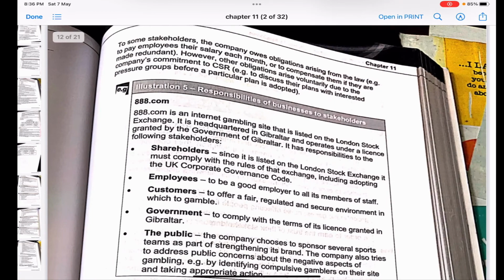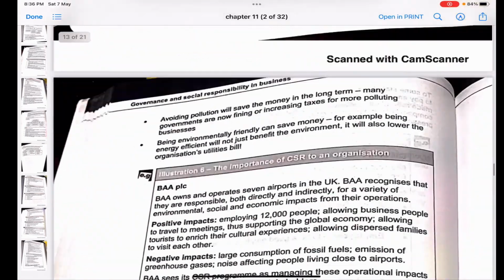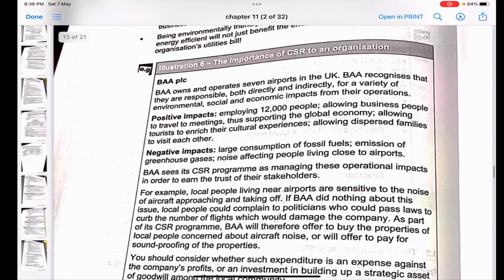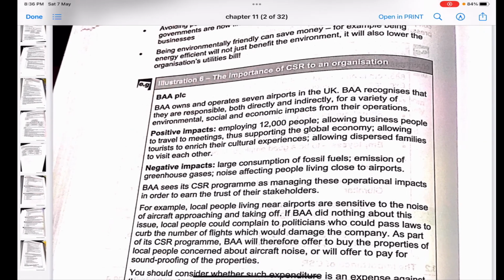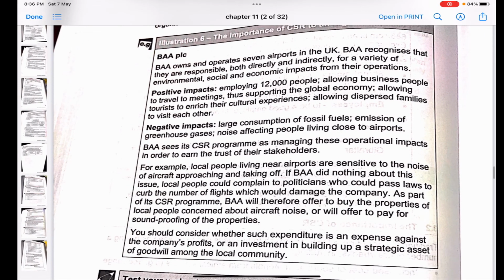Illustration. So this is, where did it go? So this is a case study. This is a case study on the importance of CSR to an organization. The organization we have is a public limited company, BAA PLC. So BAA owns and operates 7 airports in the UK.